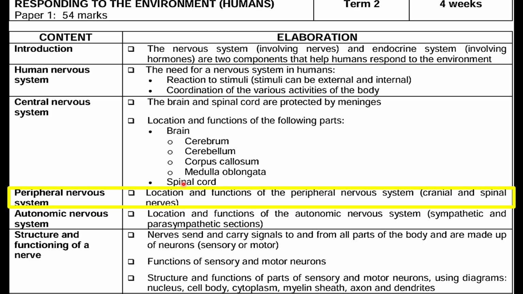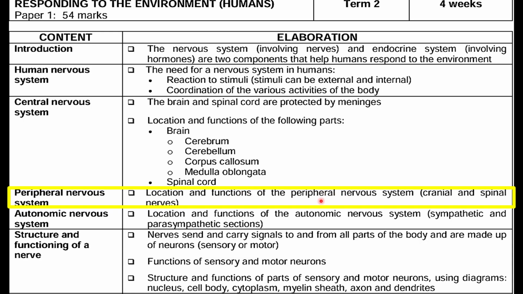Then once we are done with the central nervous system, we go into the peripheral nervous system. What are we supposed to know about the peripheral nervous system? Once again, there are two things to know: one, you have to know the location, and secondly, you have to know the functions. And then here we have been told the peripheral nervous system is made up of cranial and spinal nerves. Those are two things about it that you need to know.